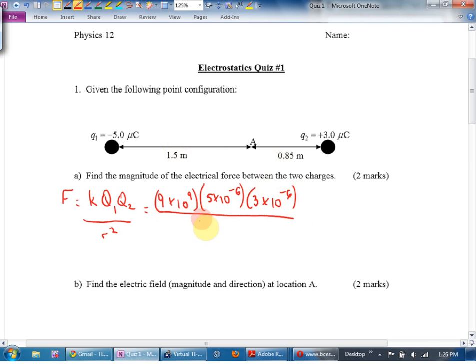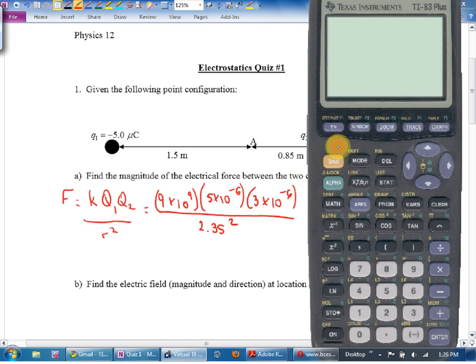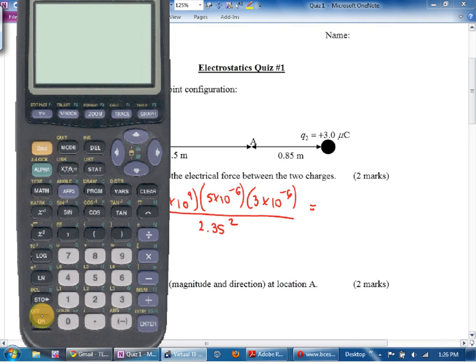Divided by, got to be careful. It looks like the radius is 2.35. Is that right? Squared? 1.5 plus 0.85 is 2.35. That's the total distance between them. Nine times 10 to the ninth, 5 times 10 to the negative 6 times 3 times 10 to the negative 6 divided by 2.35 squared. Did I type that in right? Looks good. Do you get 2.4 times 10 to the negative 2? 2.44?